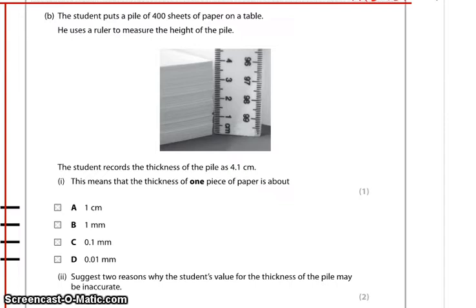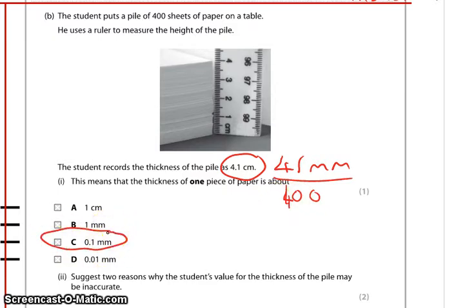Now the student gets around this by using multiple pieces of paper. So he puts 400 sheets on the table, and together the 400 sheets are 4.1 centimetres, which is 41 millimetres. So what's the thickness of each piece of paper? Well, we're going to divide that by 400 because we've got 400 sheets. We're going to be in the region of 1/10 of a millimetre.